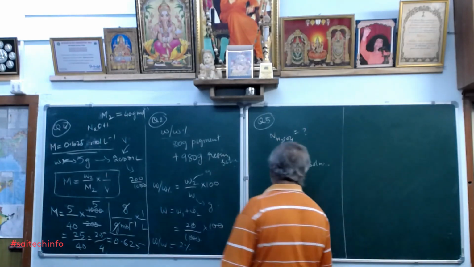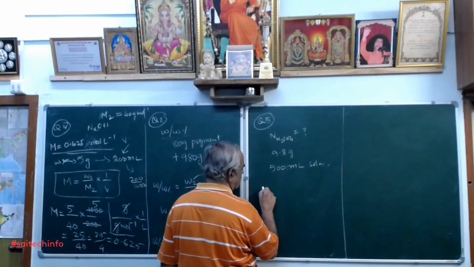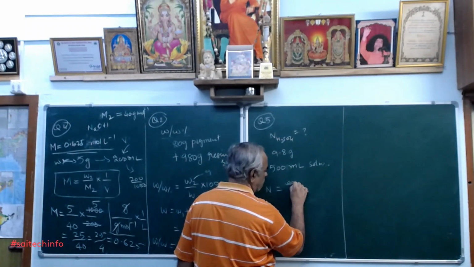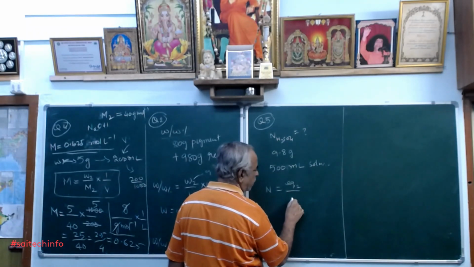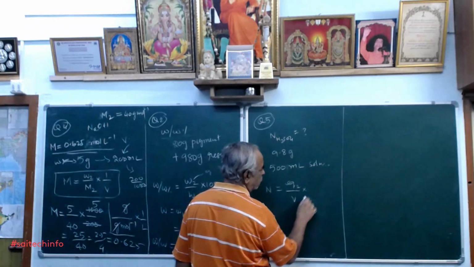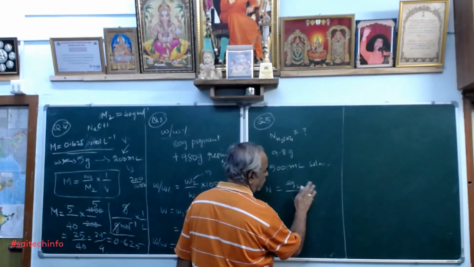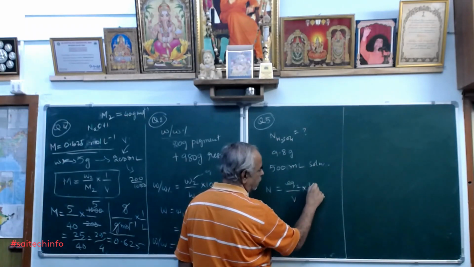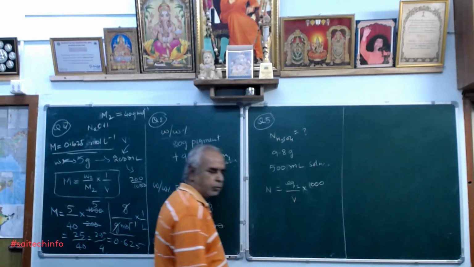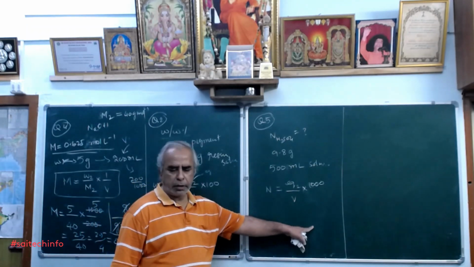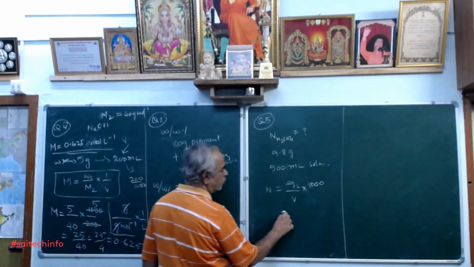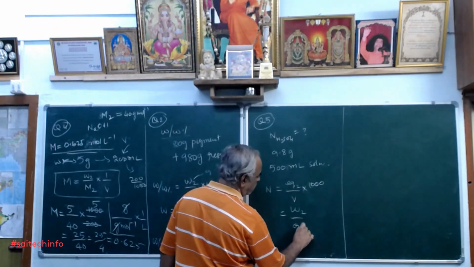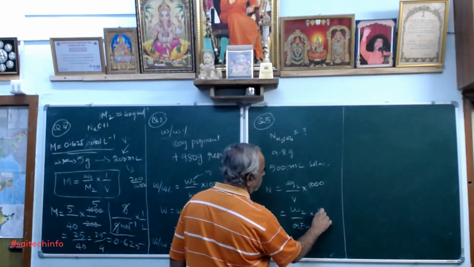Let us calculate. What is the formula? Normality is given by equivalent of the solute divided by volume of the solution. And if it is given in ml, you have to consider 1000. Okay. So this is given in ml. Now, equivalent is nothing but weight by gram equivalent into 1000 by V.